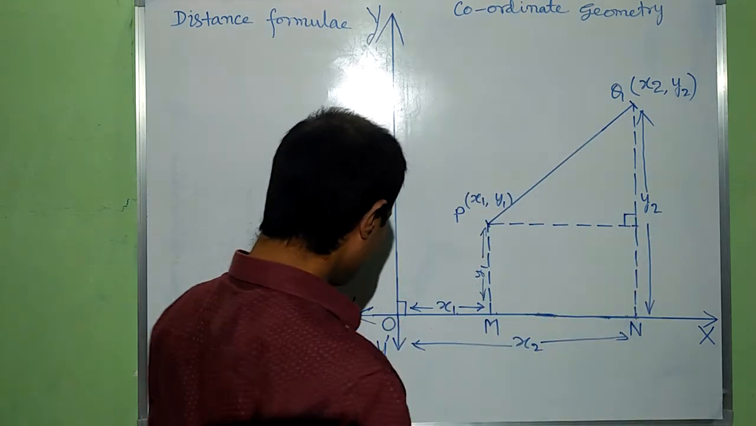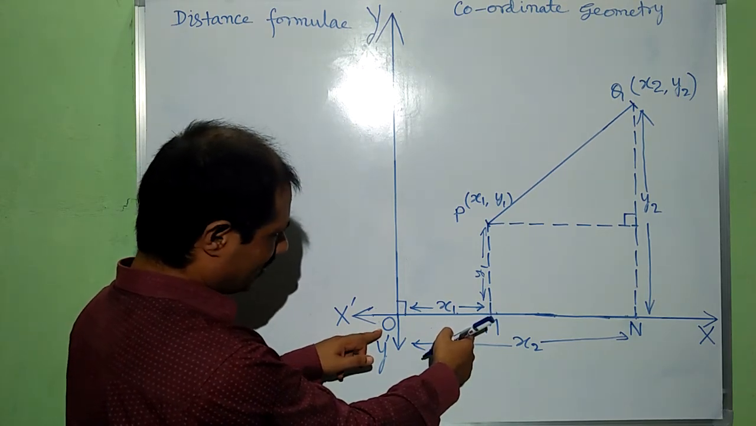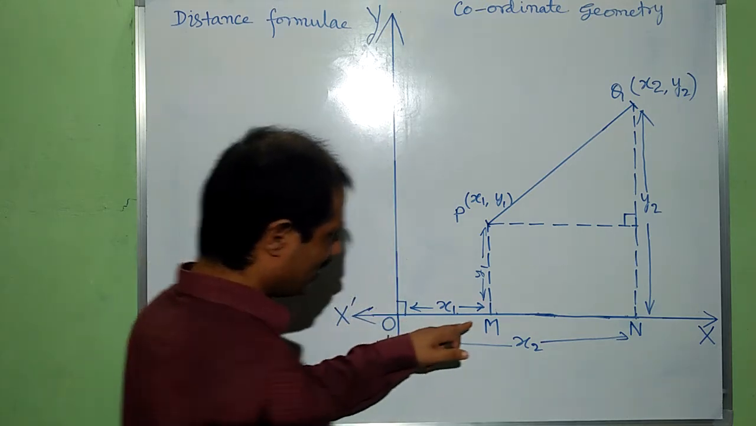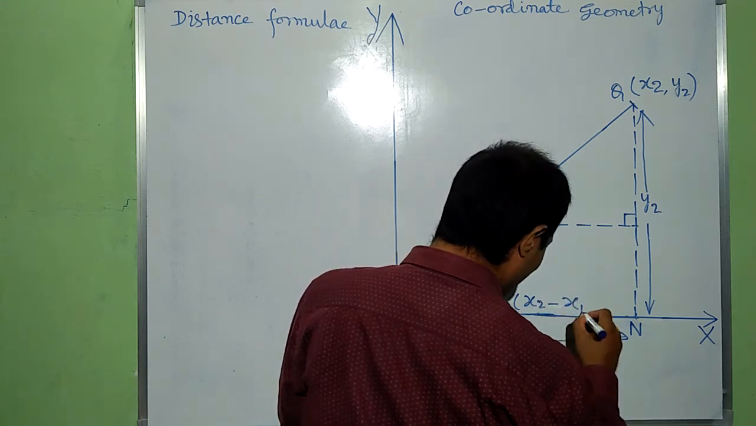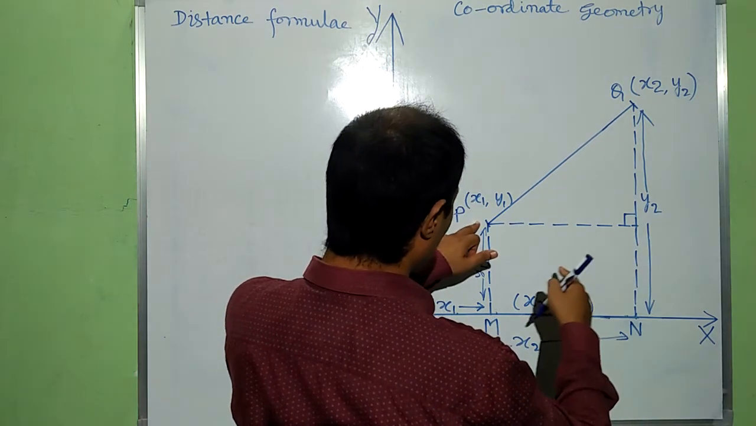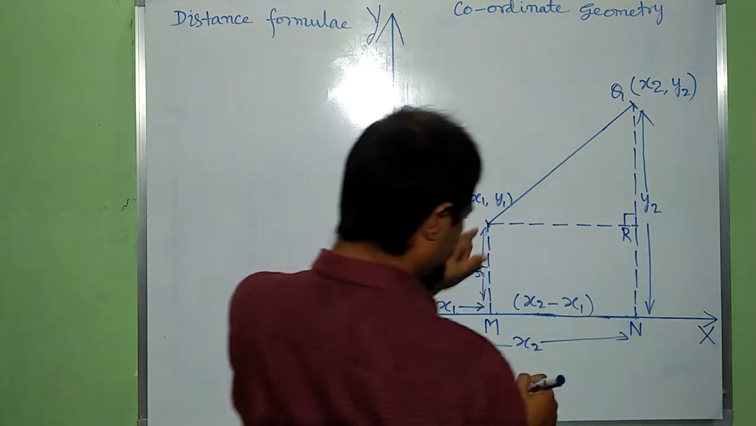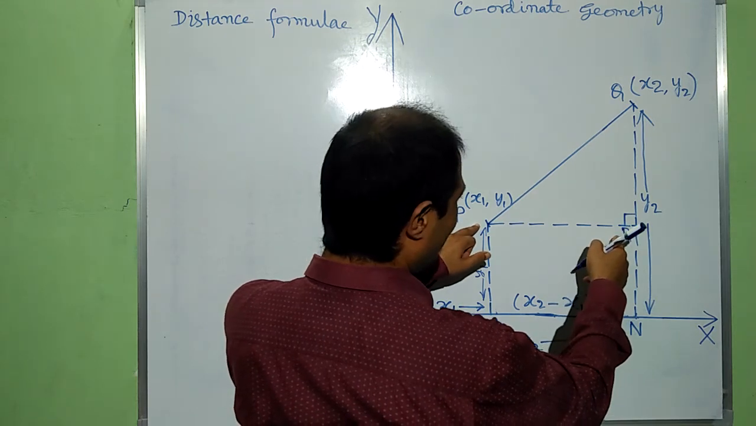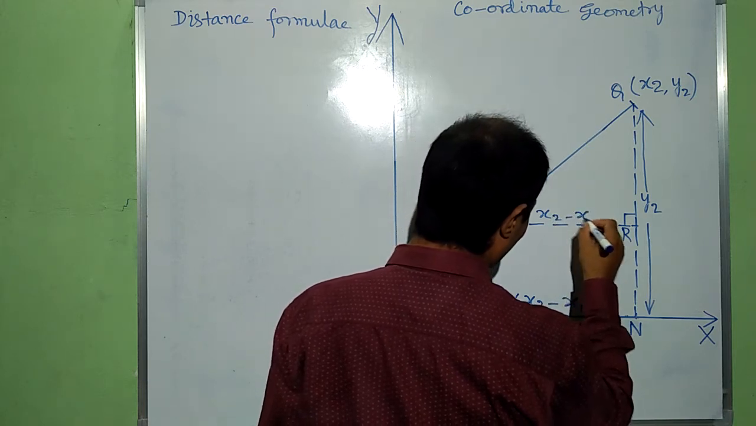Now, OM is x1 and ON is x2. Then MN will be x2 minus x1, and MN is equal to PR. Put here R. MN is parallel as well as equal to PR. So this will also be x2 minus x1.